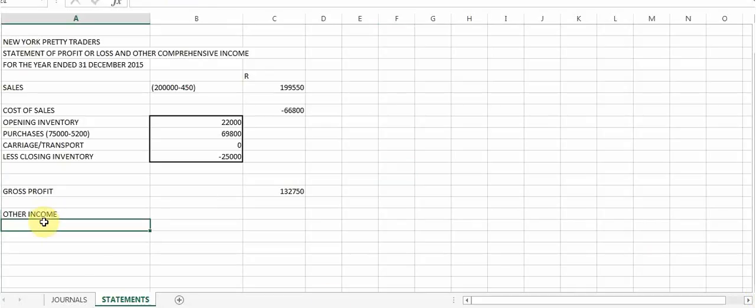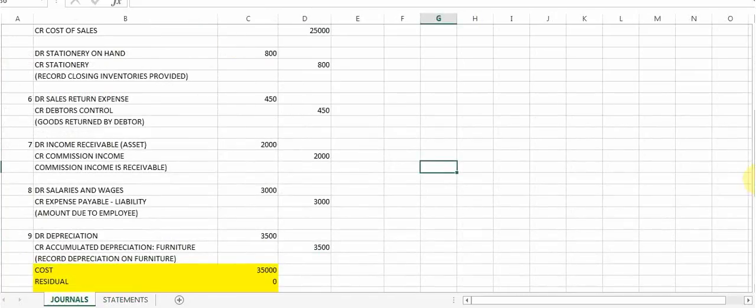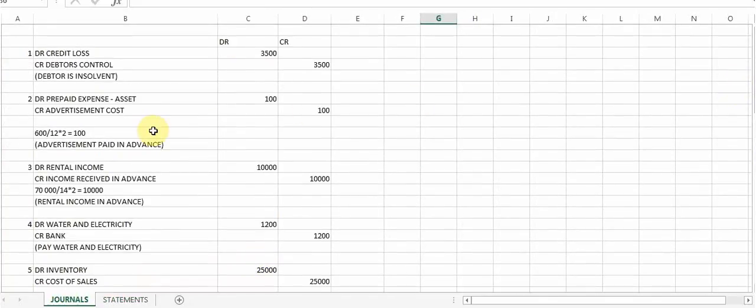The next part of my format says I need to have other income. Right, so what other income do I see on my trial balance? Well, I see rental income, and I see commission income. And I need to now go and figure out if these amounts have changed, because the amount given to me for rental income was 70,000, and the amount given to me for commission income was 5950.